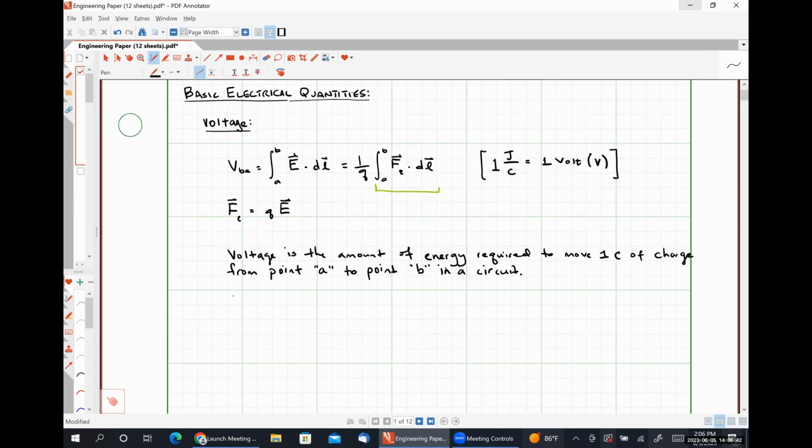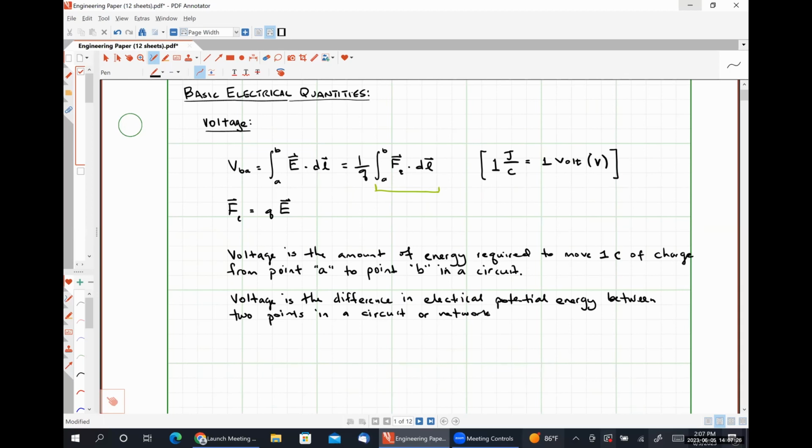So another way to think about voltage is the difference in electrical potential energy between two points in a circuit or network. Okay. So voltage is nothing more than a difference in electrical potential energy.